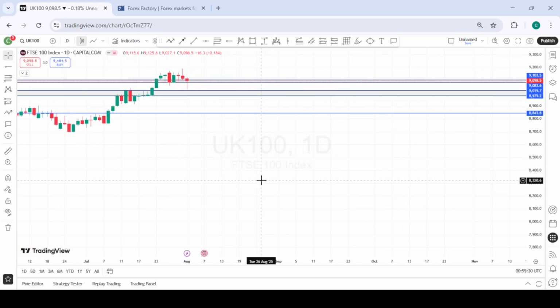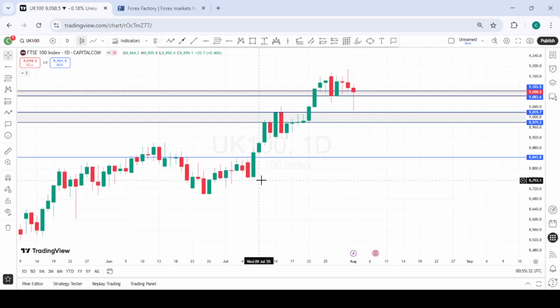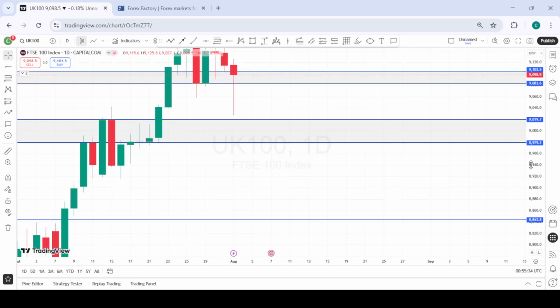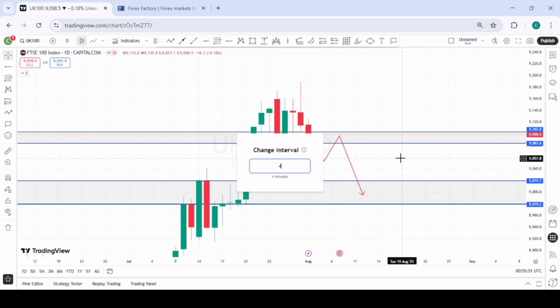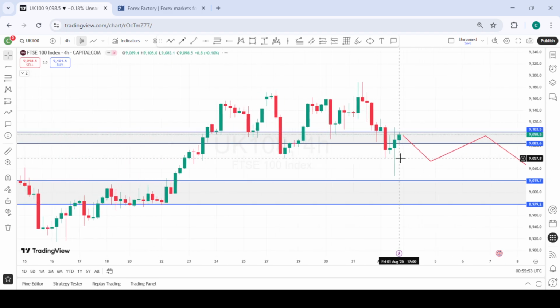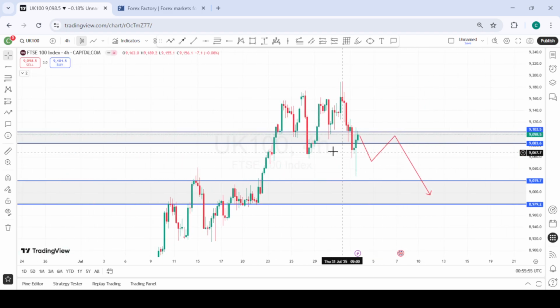Then we have UK100. UK100 is forming a double top. So we're waiting for a daily candle break below the zone, then wait for a retest in this area of interest and take a sell to the downside. So this is what we'll be looking out for.